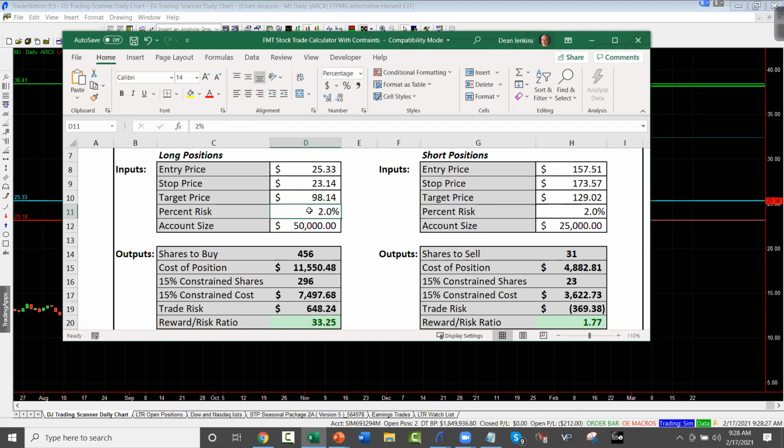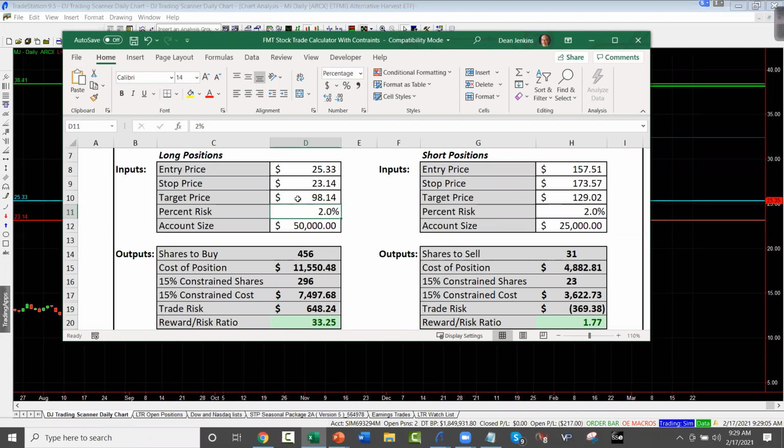And a lot of people misinterpret that and they go, oh, 2% rule, I put 2% of my account into the trade. So $50,000, it means $2,000, I'll put $1,000 into the trade. No, that's not what it means. It means the most I'm willing to lose on the trade is 2% of my account, or $1,000. Okay. And the formula here takes the difference between the entry and the stop, and that's your risk, right? 25.33 minus 23.14 is just over $2 per share risk.